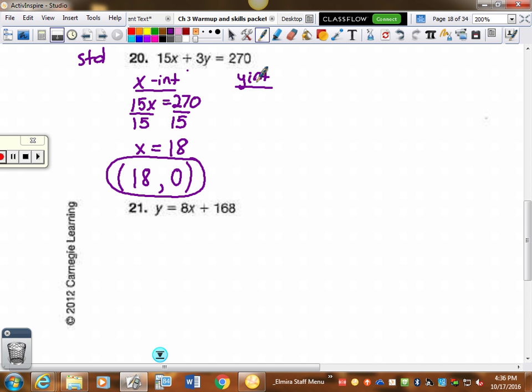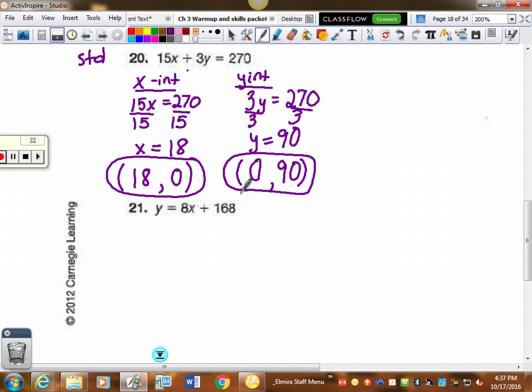My y-intercept, again, that would mean that x is 0. So 3y equals 270. Divide both sides by 3. Y equals 90. 90 is a y value. That's the second number. So that would be my y-intercept. And that's all this section is asking you to do, is find intercepts.